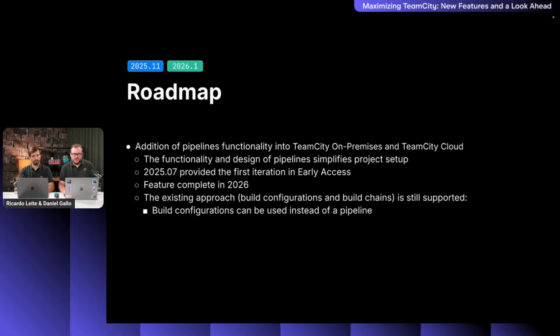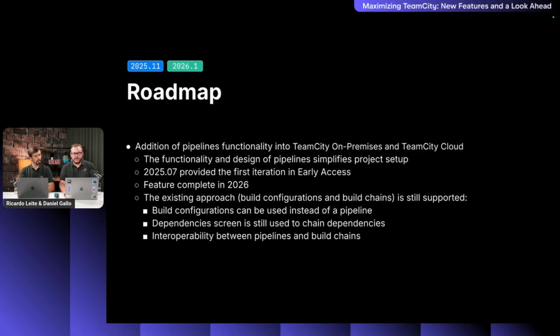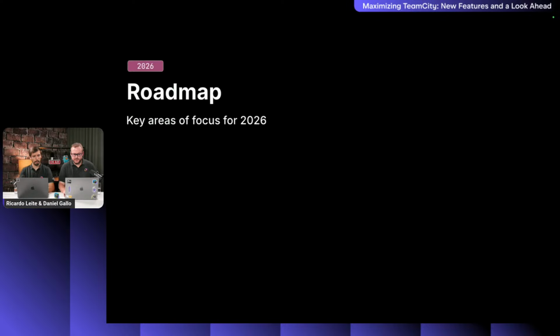It's important to note that the existing approach with build configurations is still supported, so build configurations can be used instead of a pipeline. The dependency screen is still used to chain your dependencies, and in a future version of TeamCity, there will be interoperability between pipelines and build chains, so pipelines can depend on build chains and vice versa.